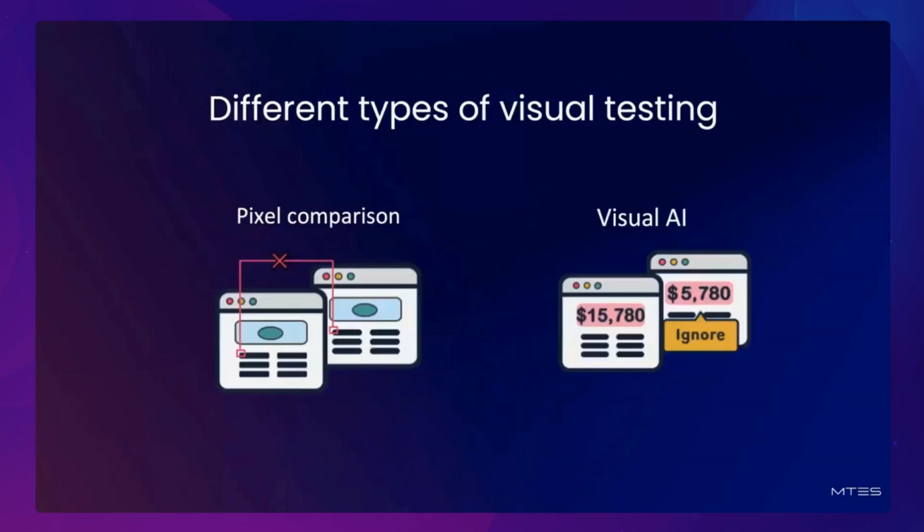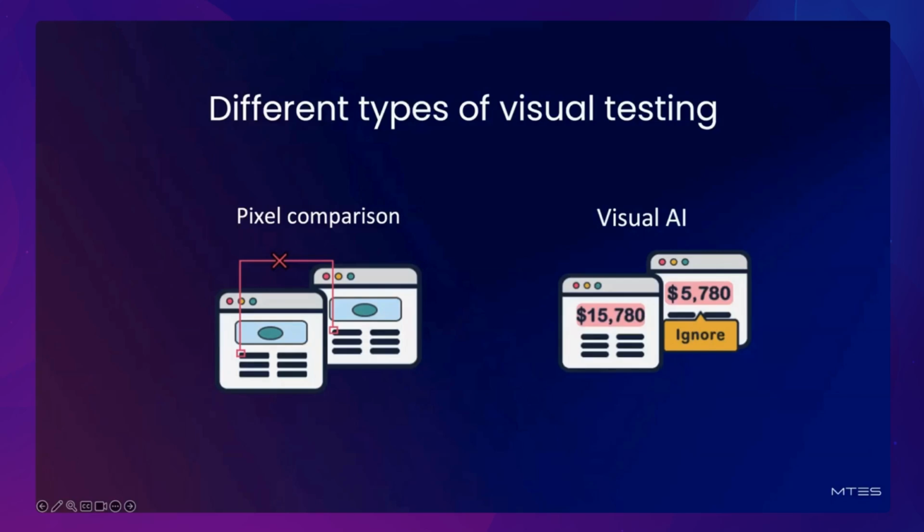So what are the different types of visual testing? We typically see two types of approaches in native mobile. We see either a pixel comparison approach or a visual AI approach. First generation tools, as well as open source automation frameworks, typically leverage pixel comparison. Pixel comparison is where a bitmap of a screen is captured at various points of a test run, and its pixels are compared to a baseline bitmap.